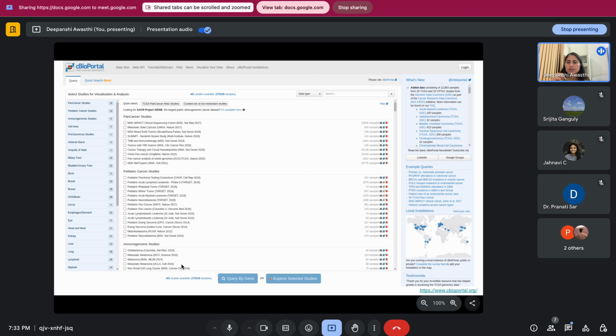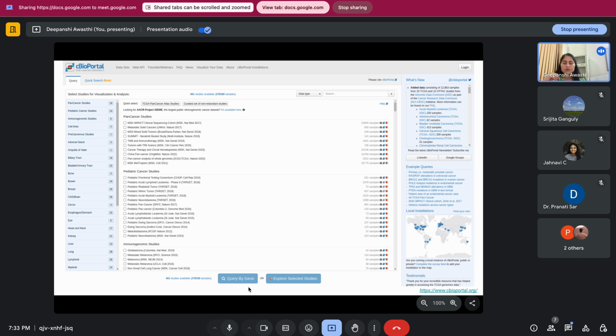So this is the cBioPortal interface. Whenever you go to cBioPortal, you will see it like this. This is the home screen. On the left side, you see multiple studies shown, and in the middle there are different studies which are available. You can select any one of them, such as pan cancer or pediatric cancer studies. There are some samples which are used in these studies, which are also provided towards the right side.